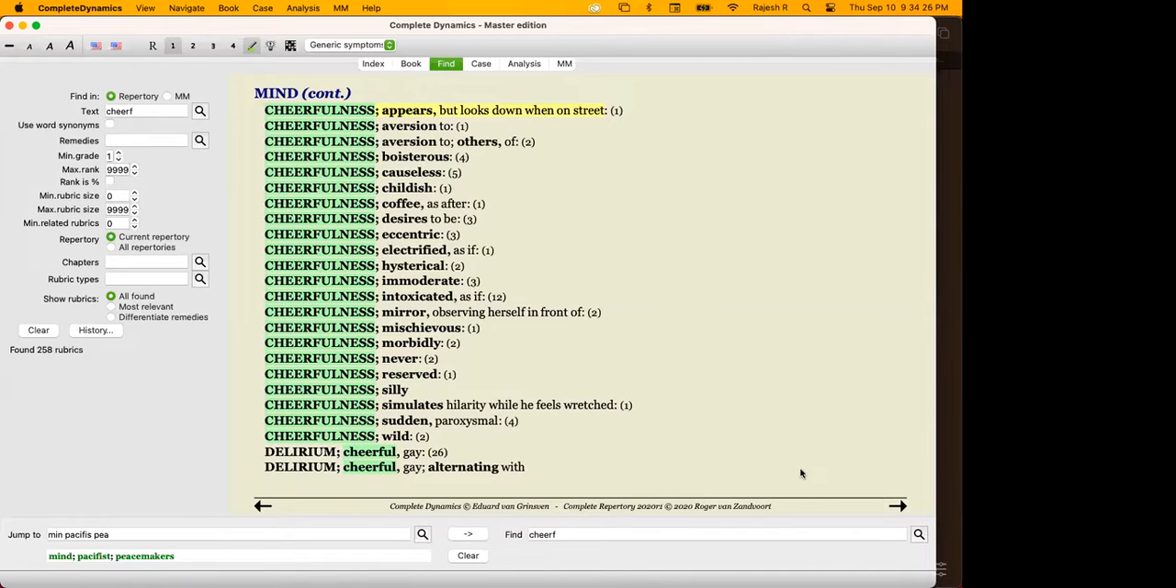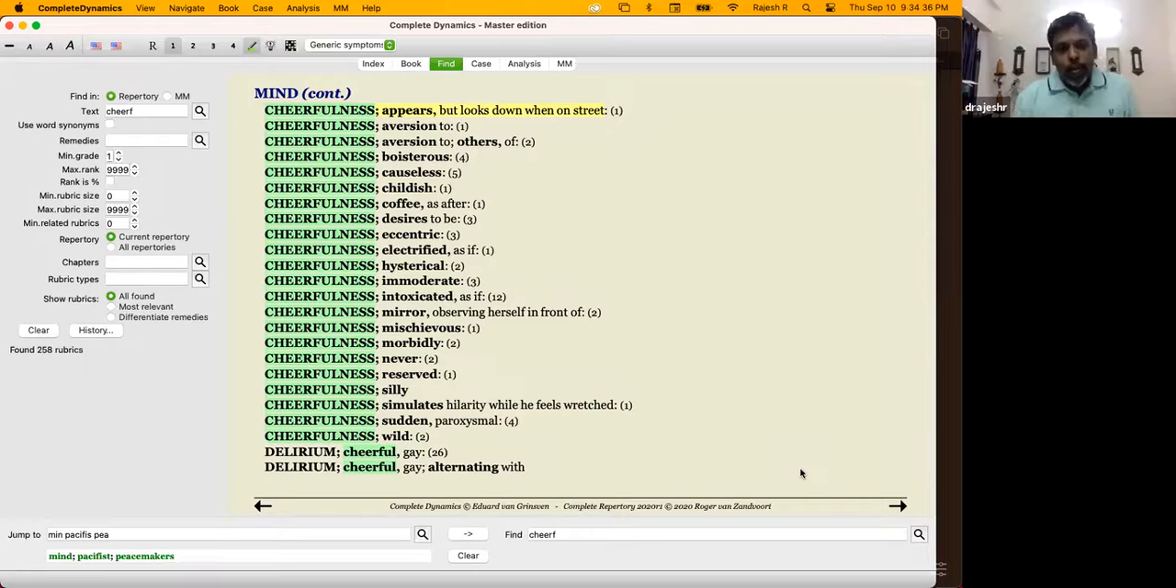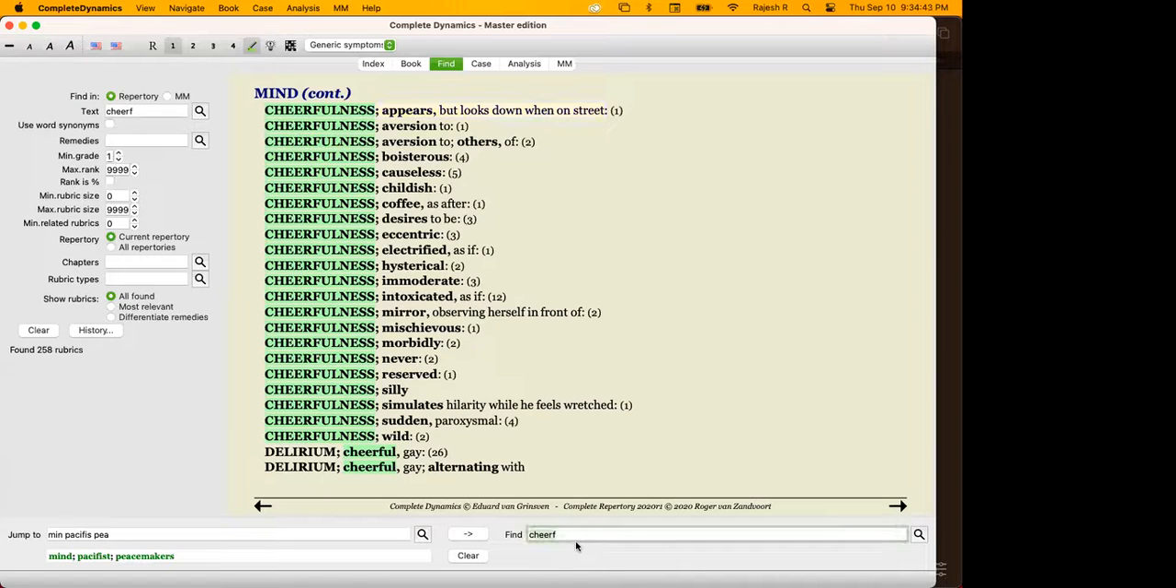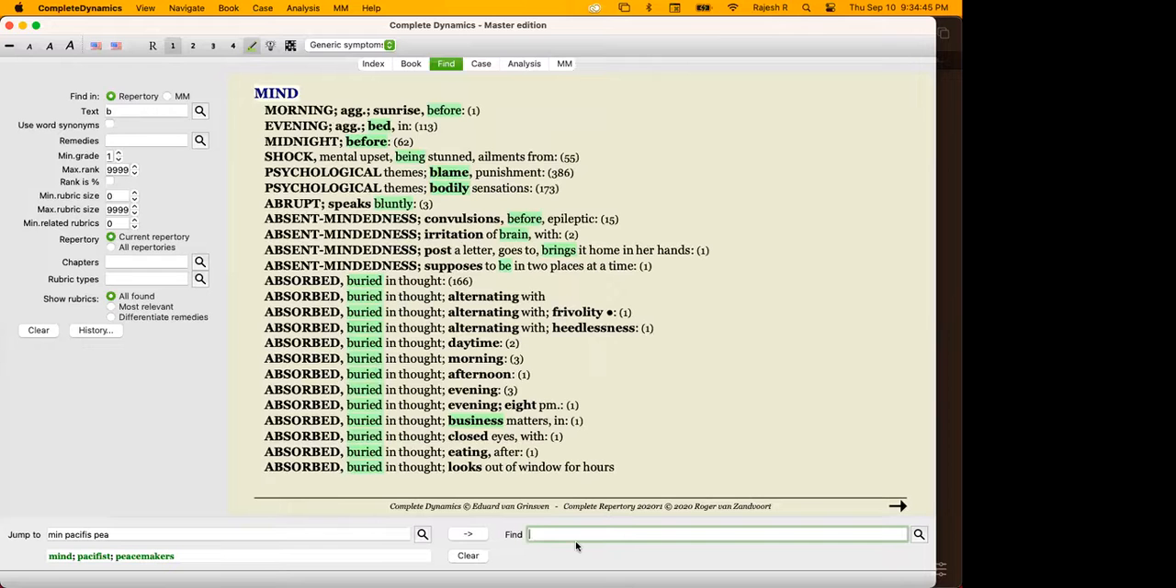That's it. And sir, one more question: what does this rubric objective reasonable mean? You can go and read the Materia Medica. I think you will get the answers to it. Okay. Thank you, sir.